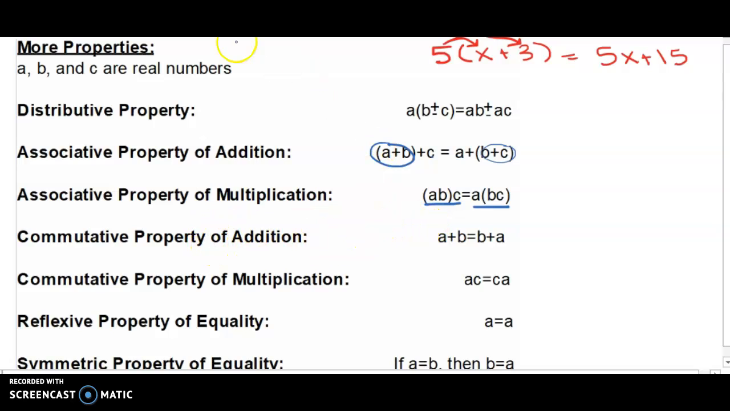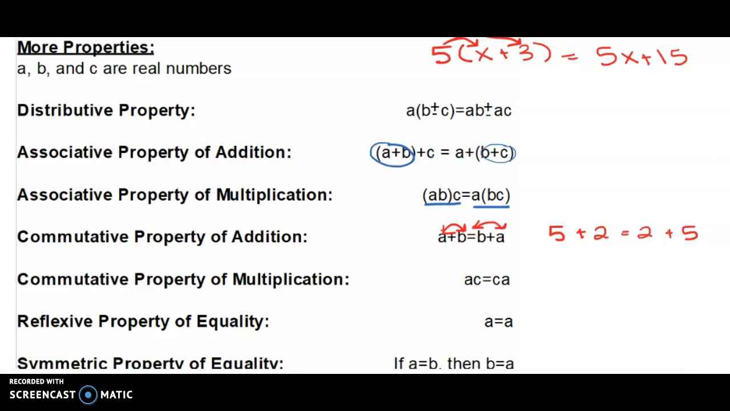The commutative property of addition is a little bit different. Now we're just talking about 2 terms, and all it says is A plus B equals B plus A. So we can flip the A and the B and it remains the same. So 5 plus 2 is equal to 2 plus 5. That would be the commutative property of addition.